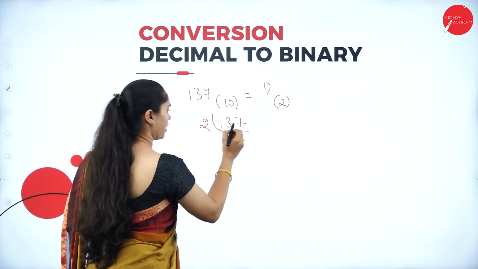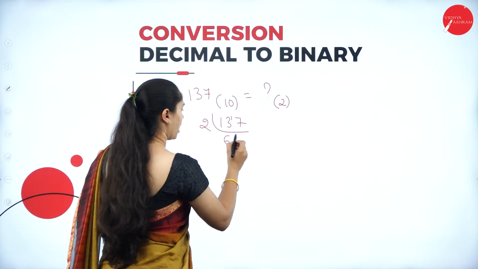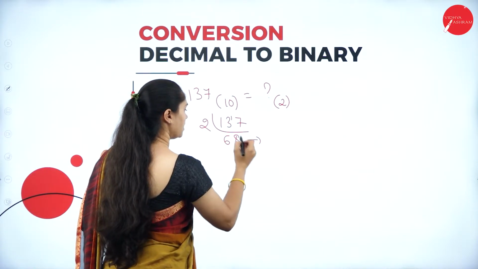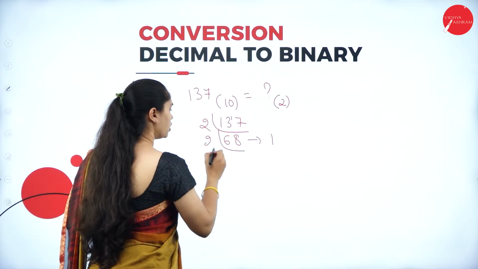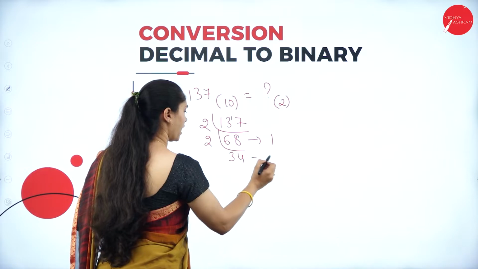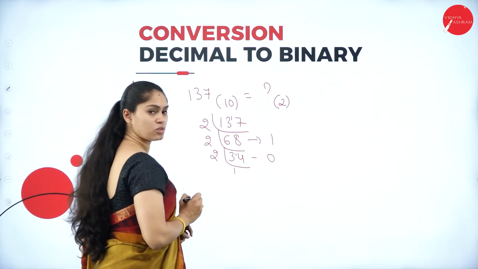2 6s are 12 and 1 is the remainder. Now it has become 17. So now 2 8s are 16. 17 minus 16 is what? The remainder is 1. Next, 2 3s are 6. 2 4s are 8. The remainder is 0. Then 2 1s are 2. Here it will become 1 as a remainder.